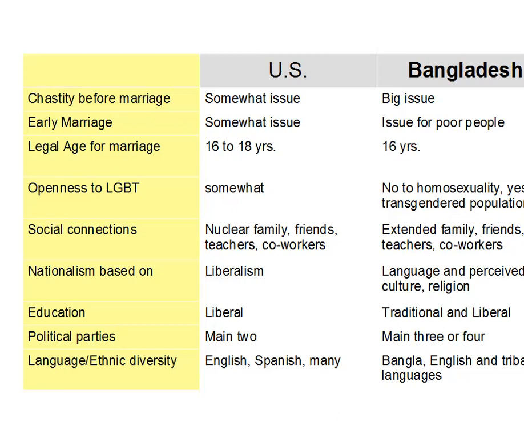Political parties. So in the US, we see two main political parties. In Bangladesh, we may see many more, but there are mainly three or four. As far as linguistic and ethnic diversity in Bangladesh, the majority population speaks Bangla. Some people speak English, and you have tribal languages, and we'll talk about this later. In the US, we have English as the official language. We also have Spanish, but we come from diverse backgrounds, and so people speak many languages.